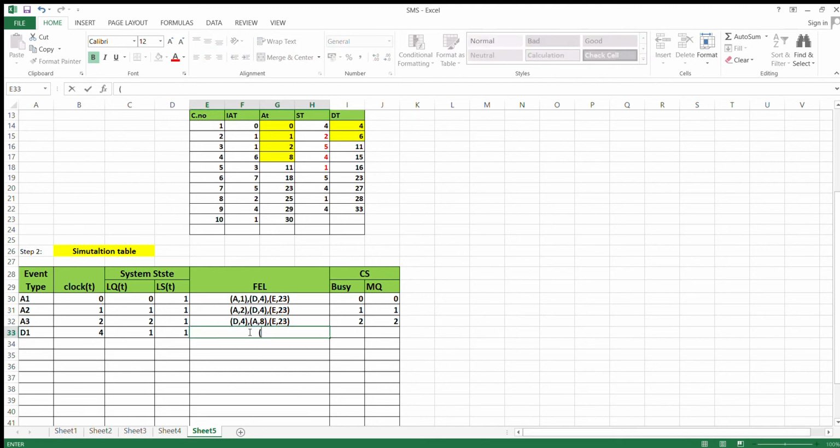So D comma 6, A comma 8, E comma 23. So find out busy time. To calculate busy time, departure minus its own arrival. 4 minus 0 plus 0 is 4.